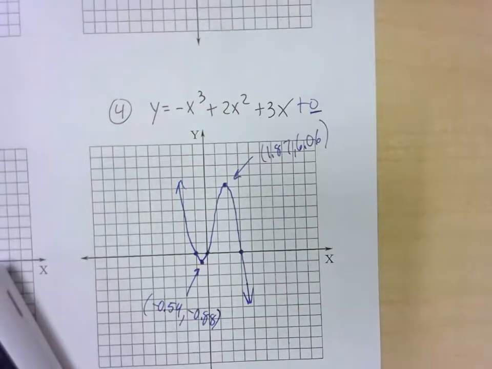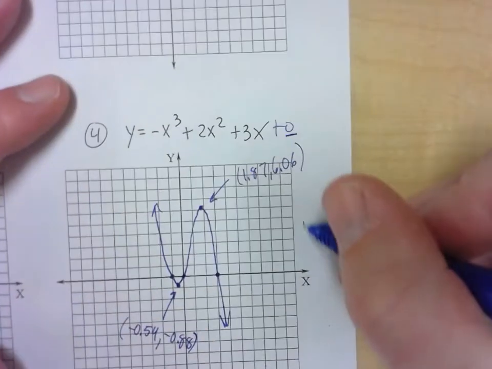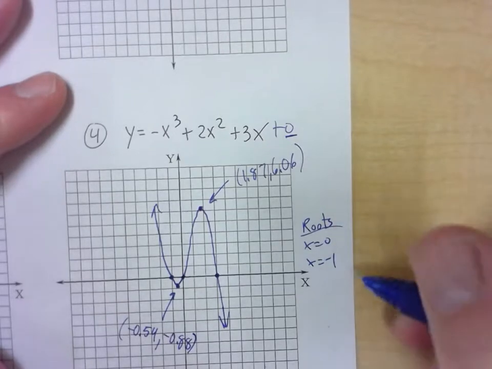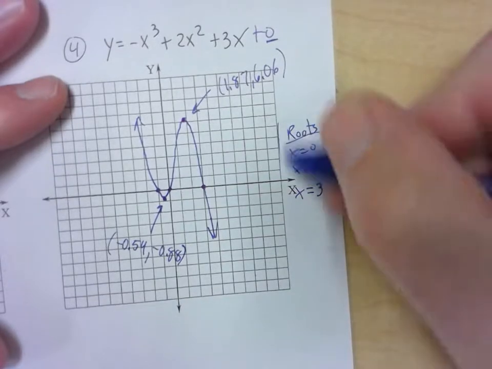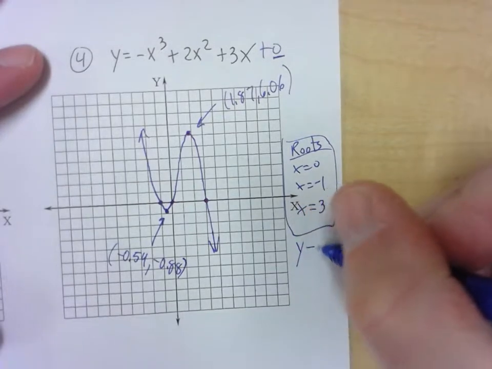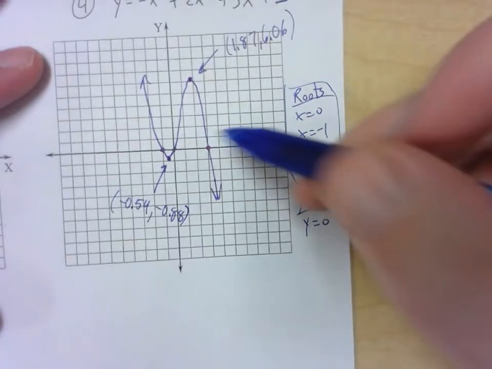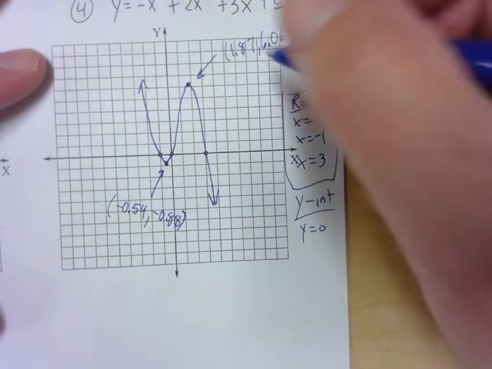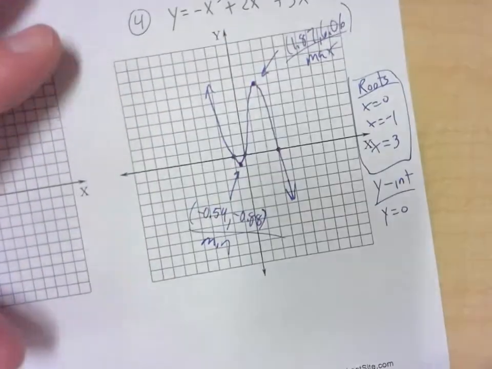All right. So I found the roots. The roots are x equals 0, x equals -1, and x equals 3. Those are the roots. I found the y-intercept. The y-intercept, you can see it graphed there, is y equals 0, because it crosses at 0. And the relative mins and maxes, I've labeled them. There's the max. Here's the min. Okay, so the min and the max.